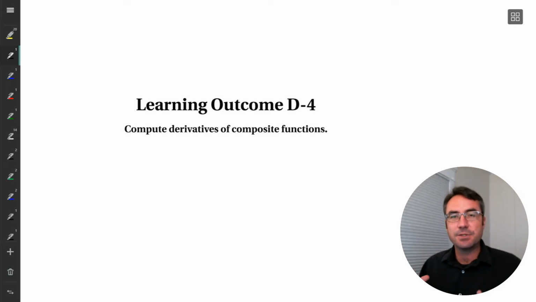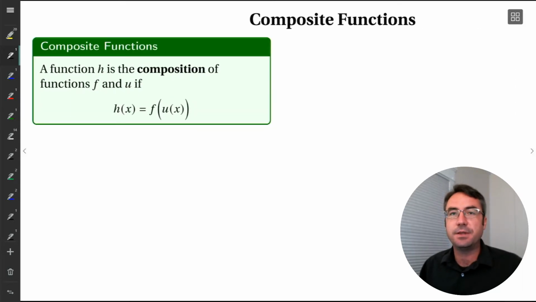And this is going to be an important idea, so it's worth taking our time to just review this idea of composition. So let's start with the definition. A function h is the composition of two functions f and u if it can be written in this form. H of x is equal to f with u of x inside.